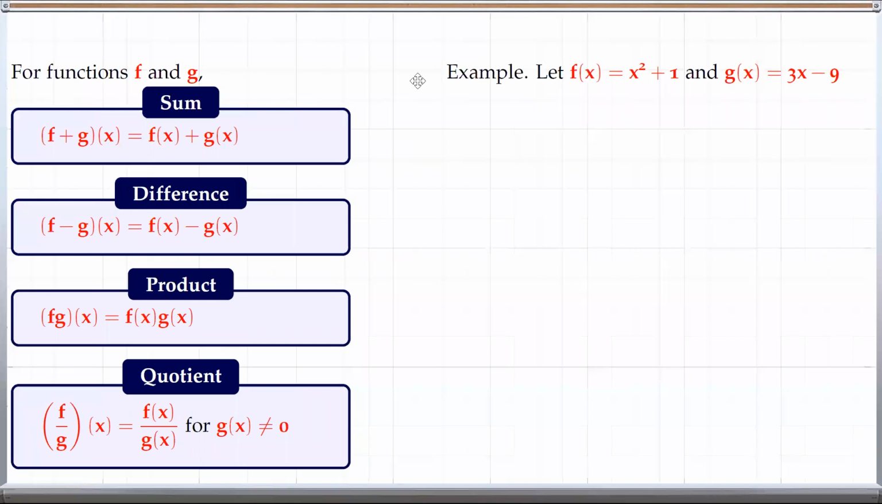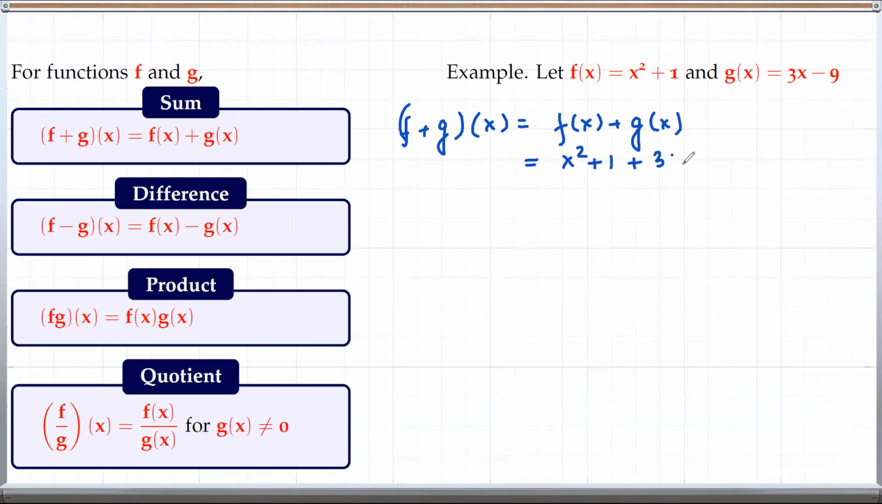We are given function f of x equals x squared plus 1 and g of x equals 3x minus 9. So basically f plus g of x is simply f of x plus g of x. So f of x is given to be x squared plus 1 and g of x is given to be 3x minus 9. So we can simplify this a little further. x squared is x squared, 3x is 3x. We have 1 minus 9, which is negative 8.